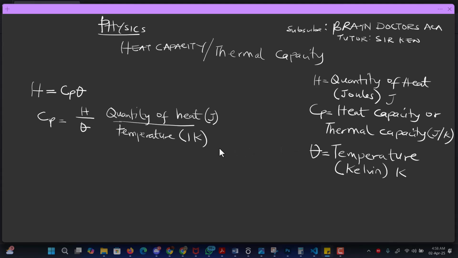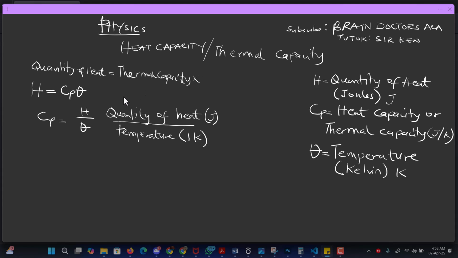Before we proceed, let us define what heat capacity is all about. Remember, if I do not call it heat capacity, I can call it thermal capacity. Before I start my definition, what do I have here? I call this H quantity of heat. Quantity of heat equals, what did I call this one? This Cp is called thermal capacity or heat capacity, times, then this one is what now?